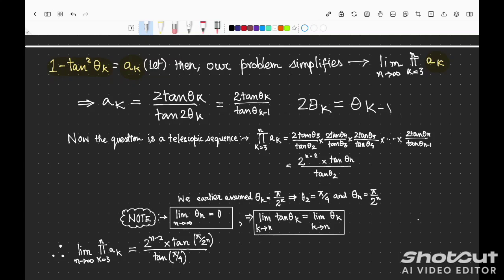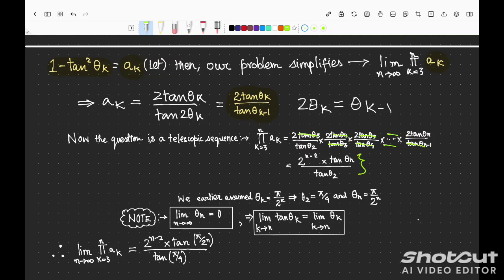So we can just simplify it a bit so that the expression looks a bit more beautiful. So this is the expression for a_k finally, that is 2 tan of theta k divided by tan of theta k minus 1. Now the problem is a telescopic sequence, right? Do you know what a telescopic sequence is? For those who don't know it, it's just a huge sequence that is given. It simplifies as the same terms cancel in the numerator and denominator, giving a very simplified final expression, right?